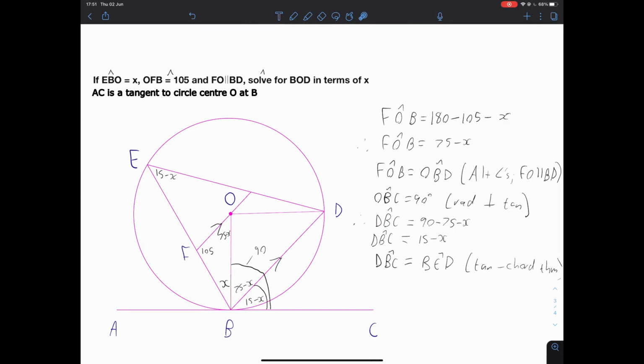You may notice that we have an angle on the circumference and an angle at the center. You may realize that we have a theorem for that. We can conclude with this theorem that BOD is equal to 2 times BED. This theorem is that the angle at the center is equal to 2 times the angle at the circumference. So now we can finally solve for what BOD is and finish the question. BOD in terms of x is 30 minus 2x.